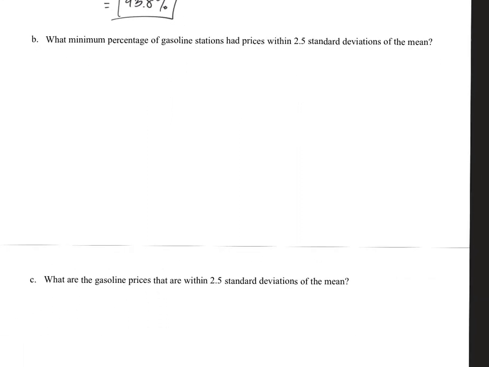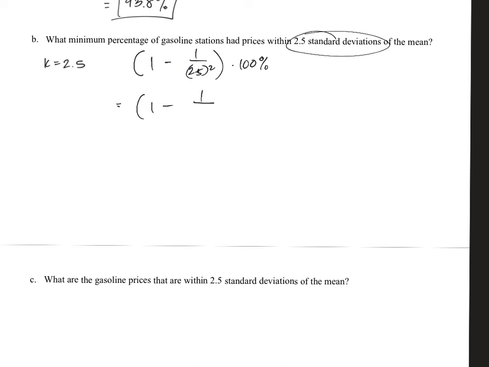So what minimum, okay, once again we're using minimum, which is good, had prices within 2.5 standard deviations of the mean? Okay, so this time k is 2.5. Still using the same formula though. We have 1 minus 1 over 2.5 squared times 100%, which will equal 1 minus 1 over 6.25 times 100%. Plugging that into the calculator, it would then come out with 0.84 times the 100%, which is going to be 84%.